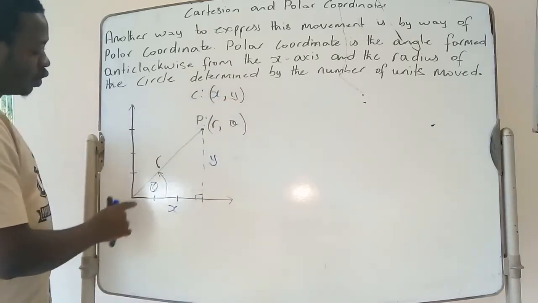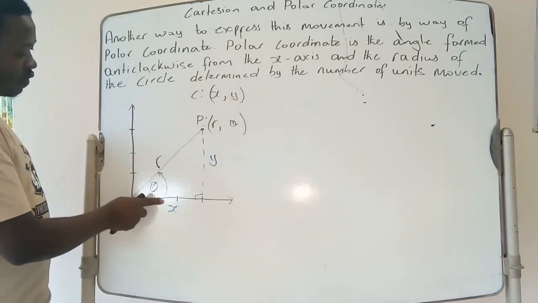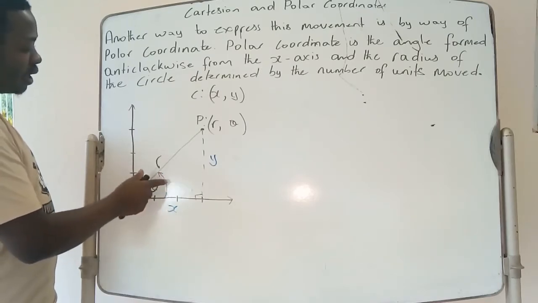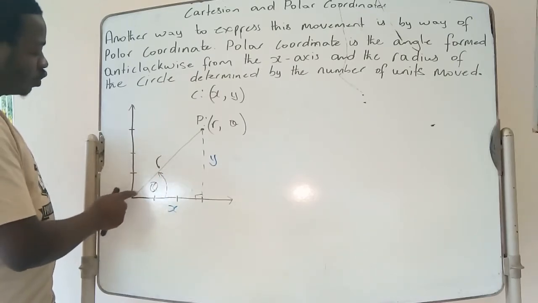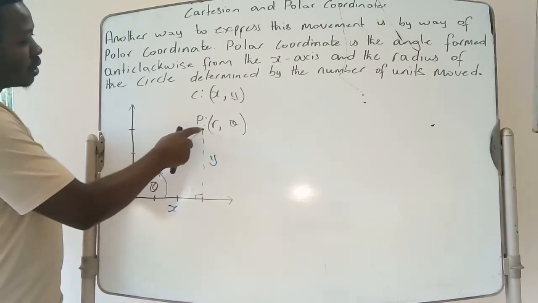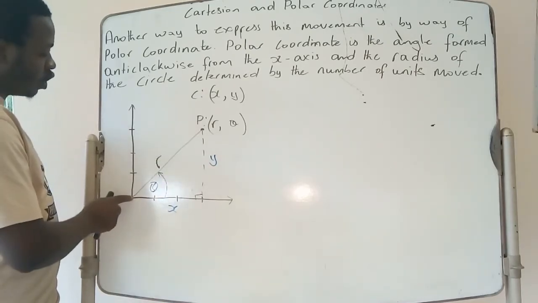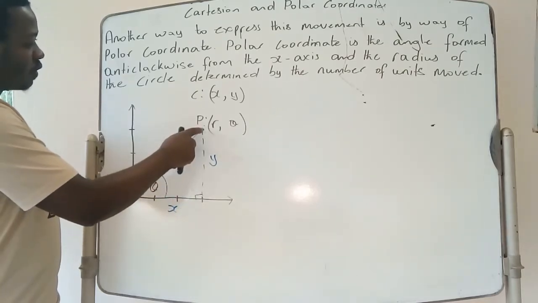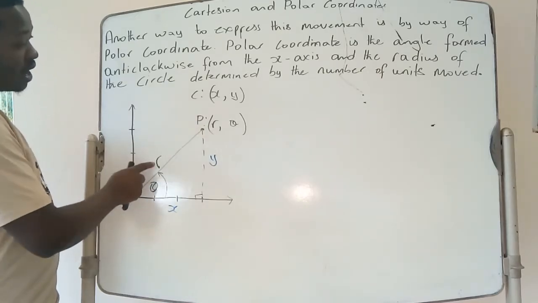But in polar, now, it is the angle measured from the x-axis in an anti-clockwise direction to the line that connects the point from the origin. Right? So this angle here, and let's say the distance from the origin to this point here is r.